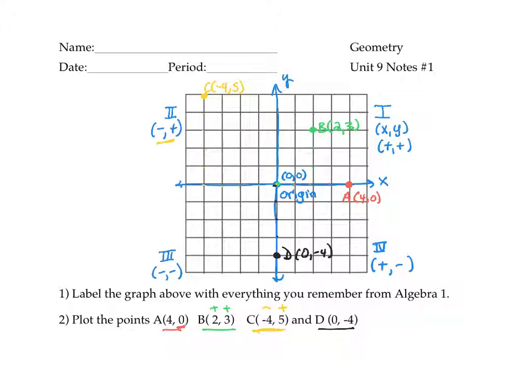So that's not in a quadrant, and neither is point A. We would say point A is on the positive x-axis, and point D is on the negative y-axis. So they're not in a quadrant, they're on one of the two axes.